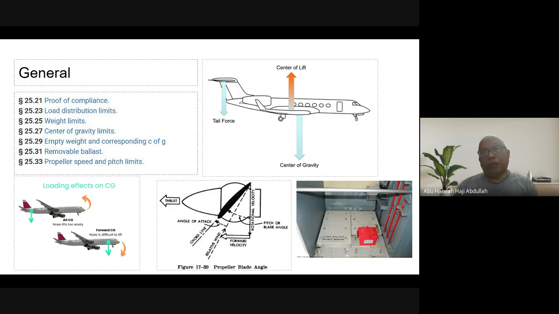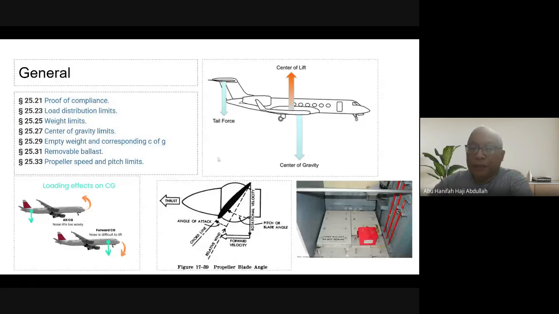And the last one is propeller speed and pitch limit. You need to operate within an allowable speed of the propeller. If the propeller speed is too high, you may have vibration or you may break the propeller, because the propeller tip will easily reach Mach 1, which creates a shock wave and vibration. The pitch limit is how much you allow, because you don't want to stall the blade. So the pitch limit will be the maximum lift you get from the blade of the propeller. Those details are in 25.33.